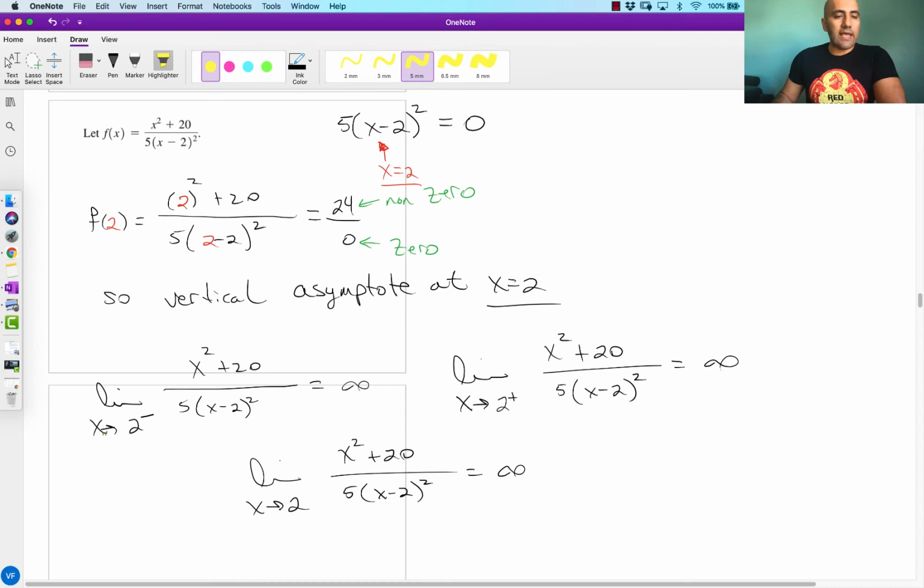Okay, so the limit as x approaches 2 from the left-hand side, my function approaches positive infinity. The limit as x approaches 2 from the right-hand side of our function approaches positive infinity. In this case, they both agree. They both are heading toward positive infinity. So I can say a slightly stronger statement and say that the unrestricted limit, the limit as x approaches 2 from either direction, is going to be positive infinity.